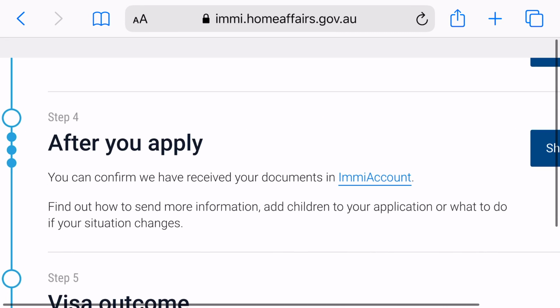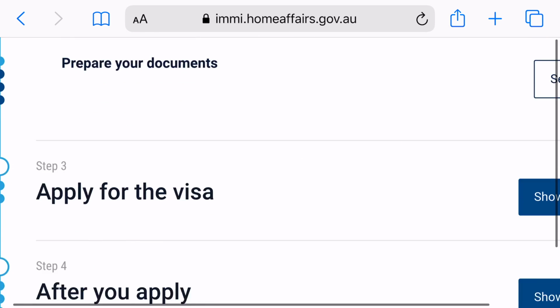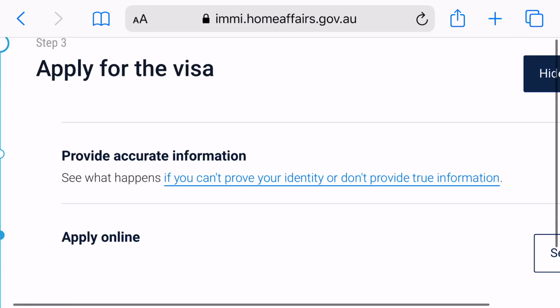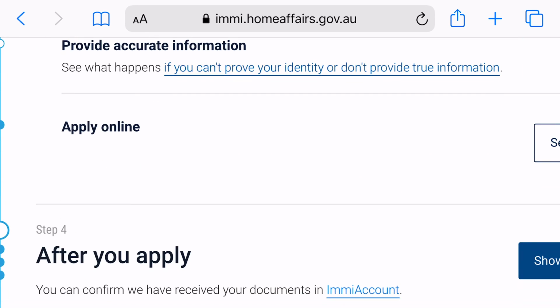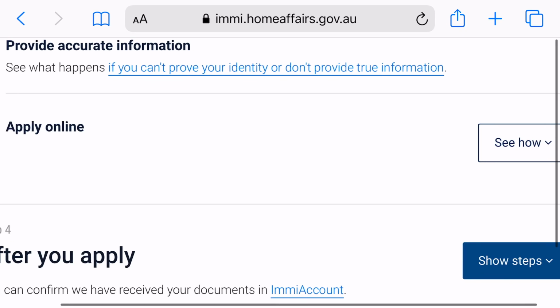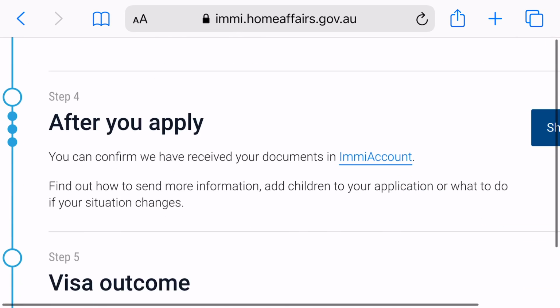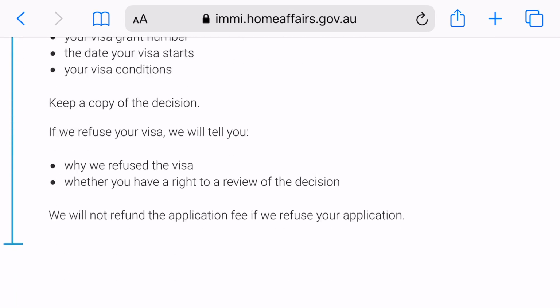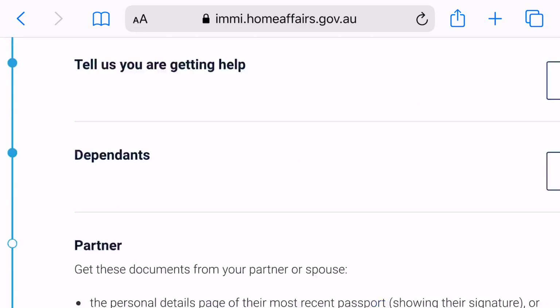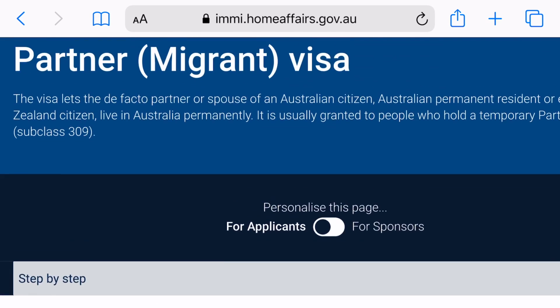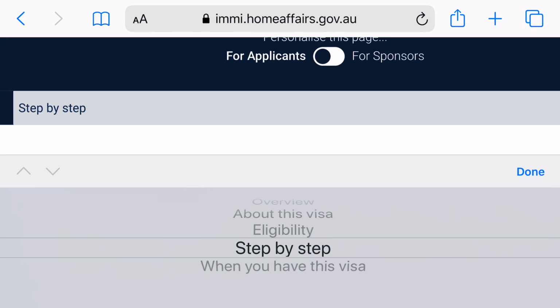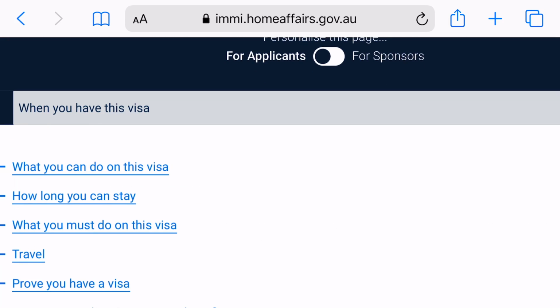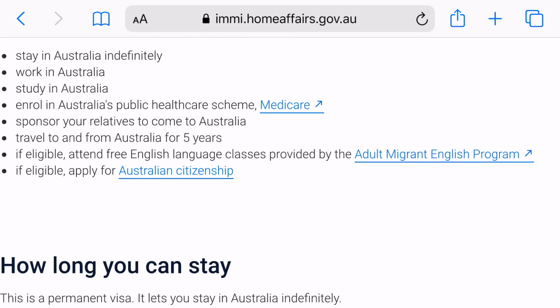Now when it comes to applying for the visa, let's see how you can really apply. You have to apply online. This is really much better. After you apply, visa outcome. The process is a standard process that happens, you apply online, things are picked up from there, and once it is granted, you can continue.